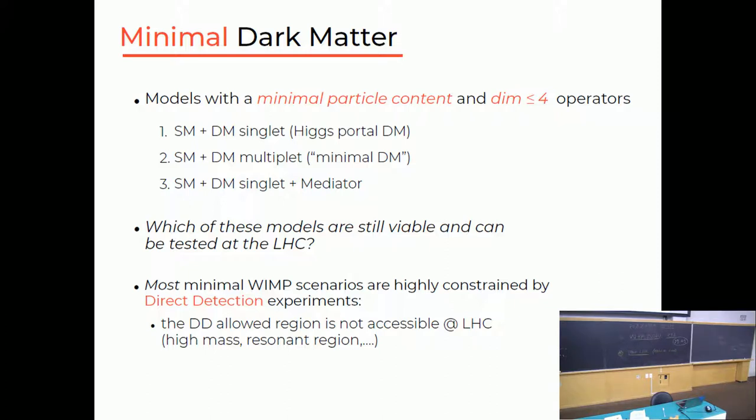So this is just to motivate why I'm going to talk about FIMPs. In the WIMP framework, basically, all the region that survives direct detection is very hard to test at the LHC. And I will show that for FIMPs, the picture is reversed. FIMPs can easily evade the direct detection constraints, and the LHC can be very sensitive to these models.